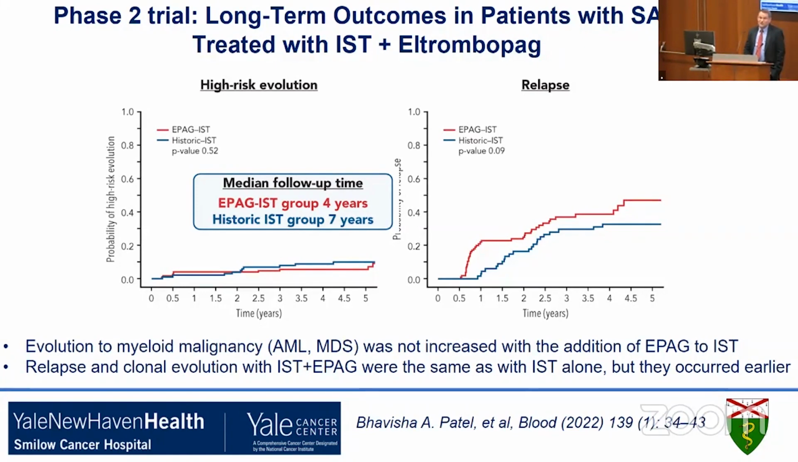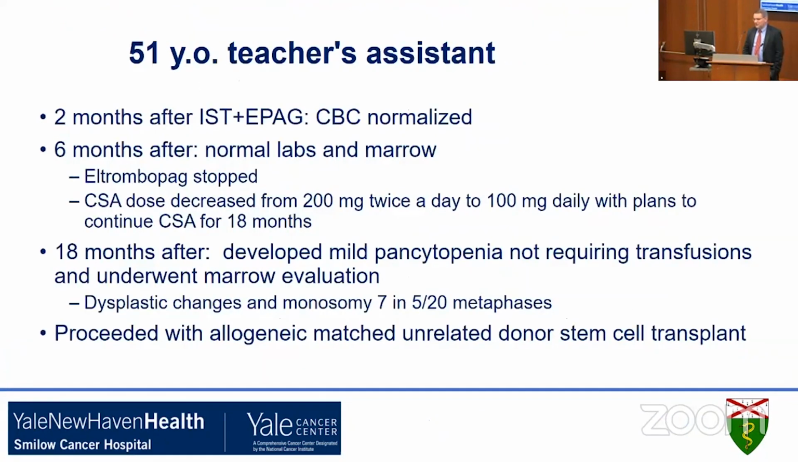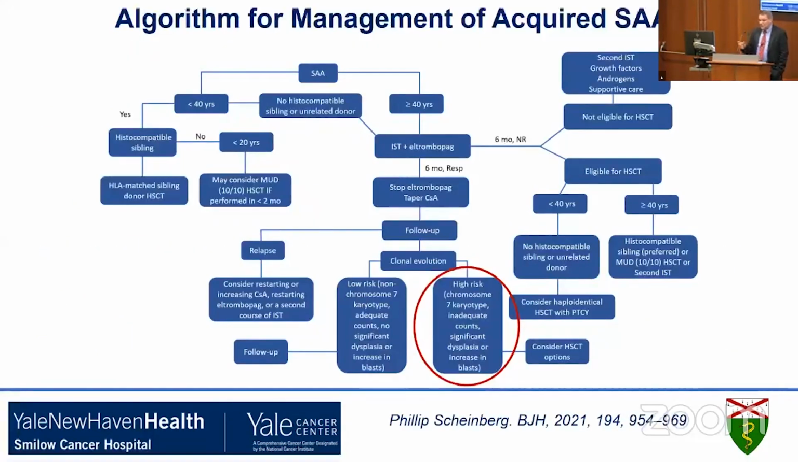So this was very reassuring, and I think it allows me to counsel my patients that additional eltrombopag doesn't mean higher incidence of transformation to MDS and AML in our patients. So our patient, as the result of this evolution, proceeded to allogeneic stem cell transplant, and 3 years later, she's doing well.